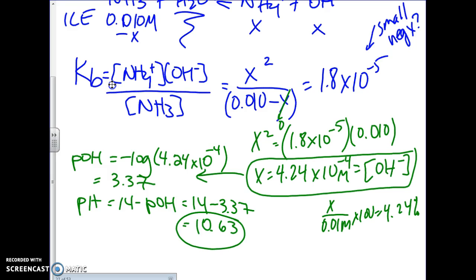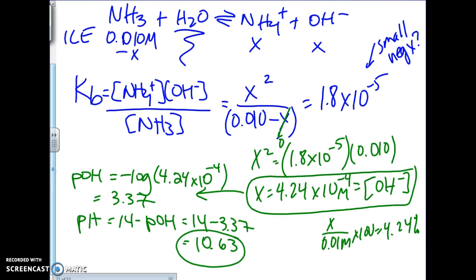So the setup is the same as we've done for every ICE box. Make sure you check your neglecting of x with the 5% rule, and then understand what x is representing. In this case, it's representing hydroxide. That's important in terms of calculating the pH.